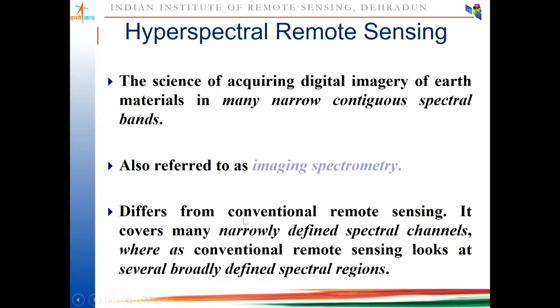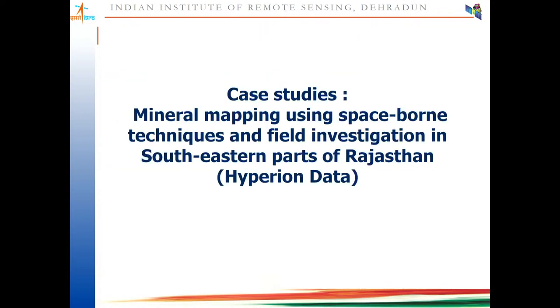So, it differs from the conventional remote sensing techniques. It covers many narrow defined spectral channels, whereas the conventional remote sensing looks at several broadly defined spectral regions. Now, let us see some hyperspectral case studies. How do we do that?